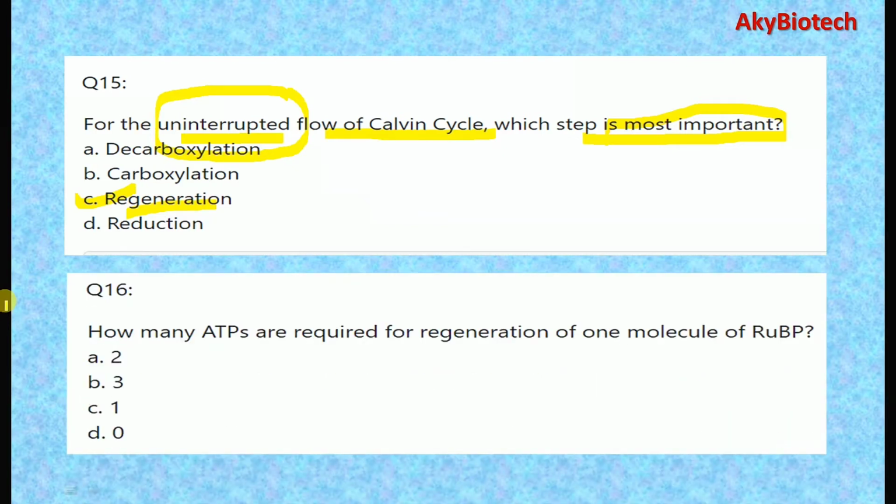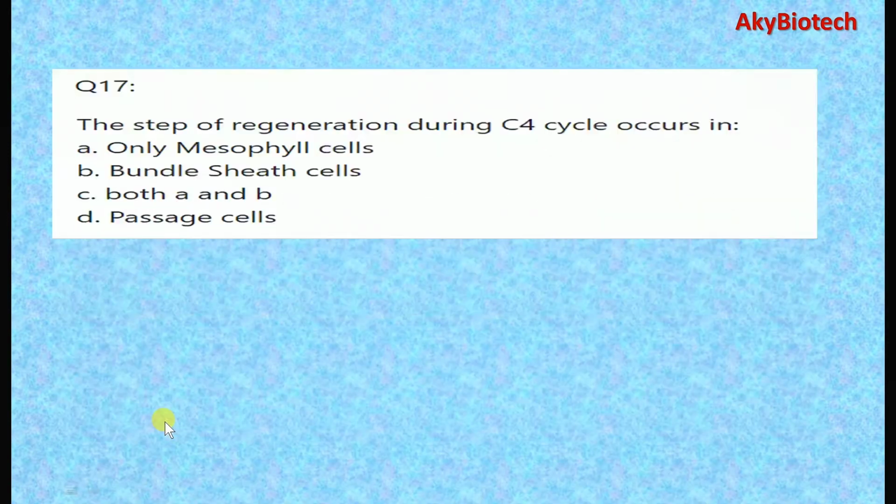Number 16. How many ATPs are required for regeneration of 1 molecule of RuBP? How many ATPs are required for regeneration of 1 molecule of ribulose bisphosphate? The correct option is this one, 1 ATP is required.